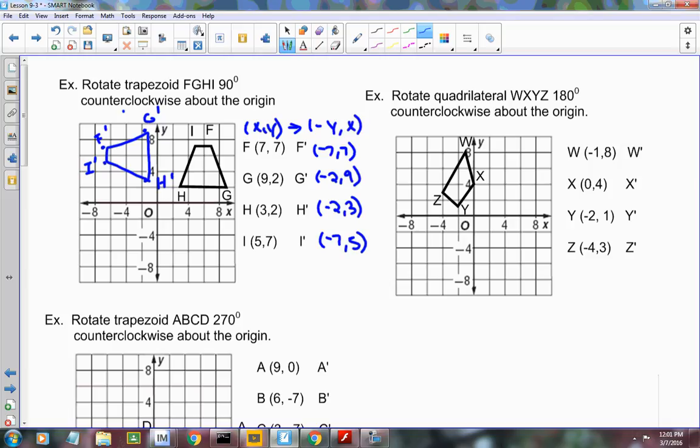Okay, 180 degrees counterclockwise rotation. What's the rule for that? Just change the signs, right? That's all you've got to do. All right, so change the signs.